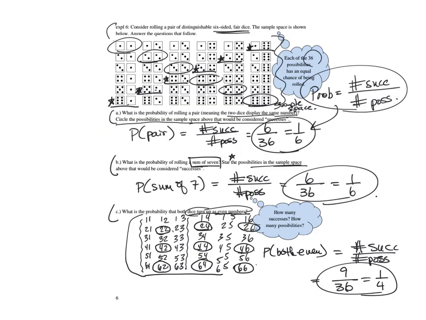Now, MyMathLab will always want you to reduce it, by the way. I just say on worksheets and on my own papers, I often leave it in an unreduced form because that 9 over 36 gives me more information about those successes.